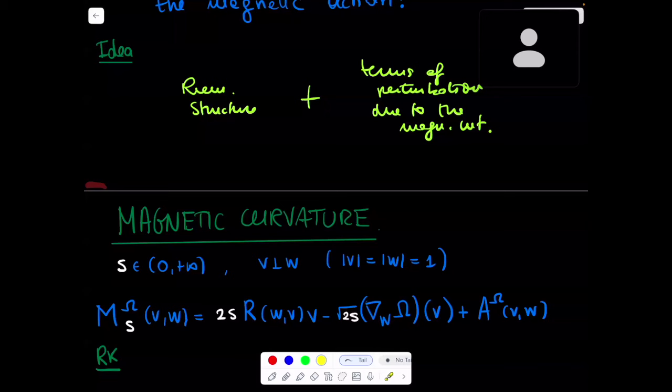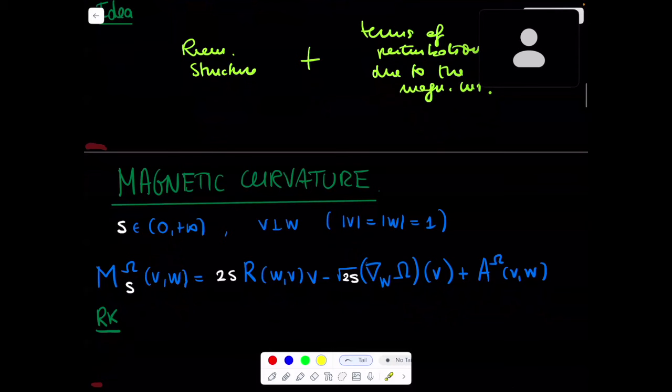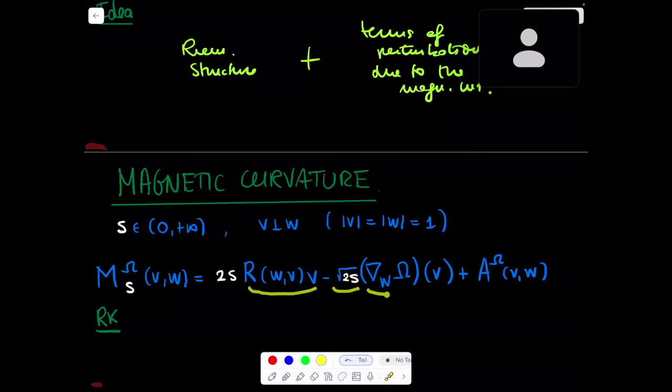So magnetic systems change by choosing a different level of the energy. Now we fix a level of the energy, and then we consider a section spanned by V and W, with V and W orthogonal and unitary. And we define the magnetic curvature operator at the level S as 2S times the Riemannian curvature operator applied to the section V and W, then minus the square root of 2S times a term in the derivative of omega with respect to W and V, plus another operator, A omega, which is a suitable operator.